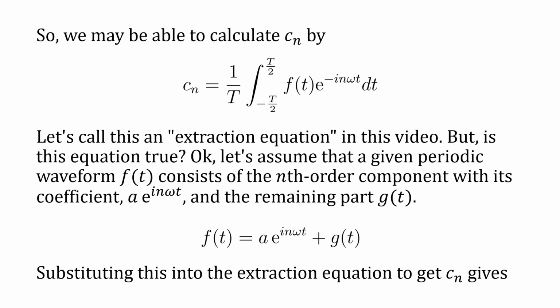So, we may be able to calculate Cn by Cn is equal to 1 over T multiplied by the integral of f(t) multiplied by e^(-inωt) from negative T over 2 to T over 2. Let's call this an extraction equation in this video. But, is this equation true?